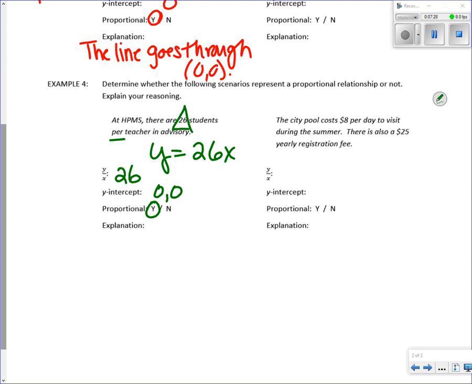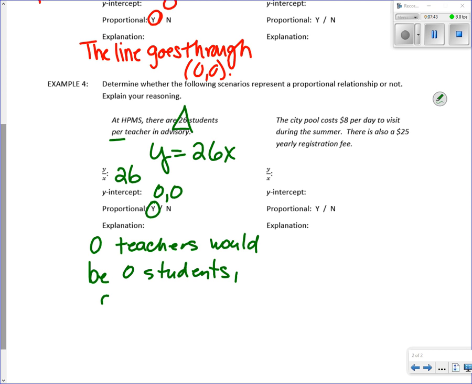Our explanation is 0 teachers would be 0 students, which means the line would go through 0, 0.